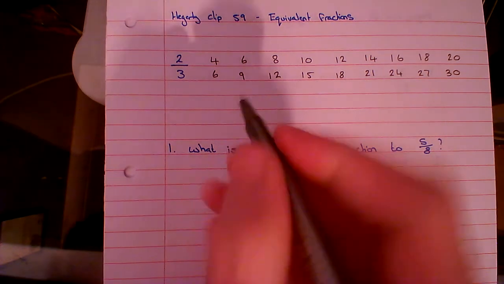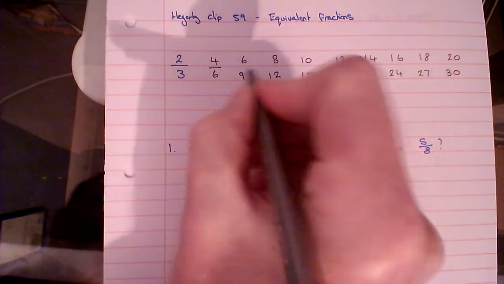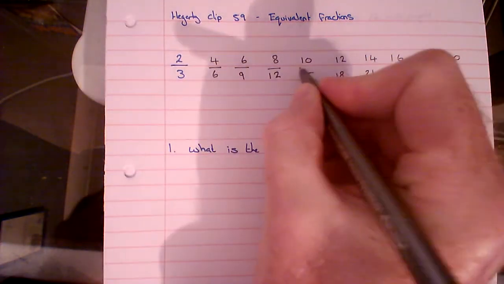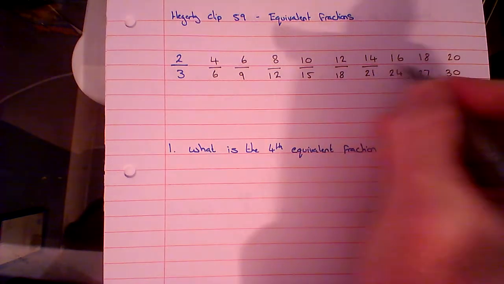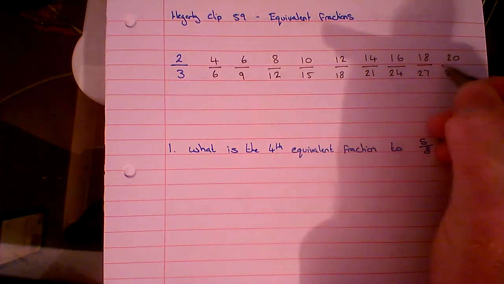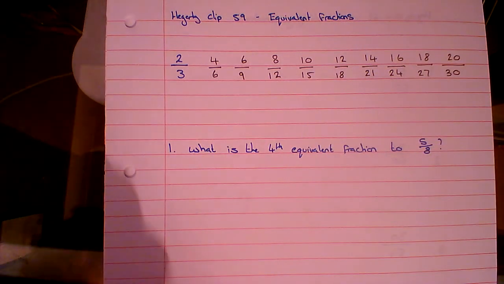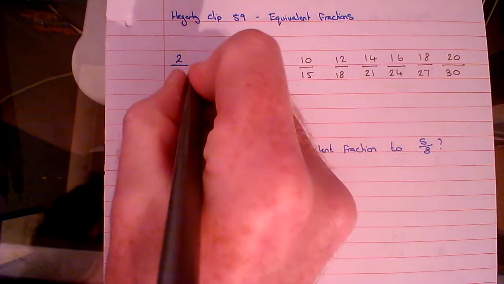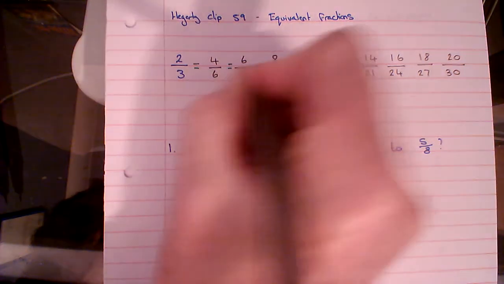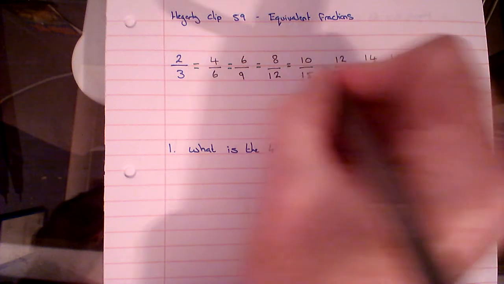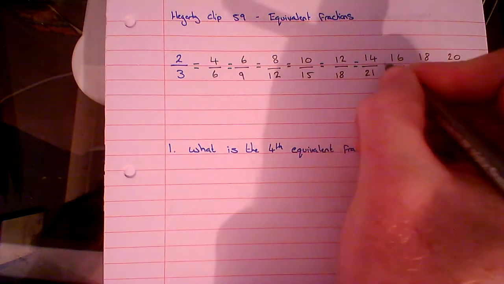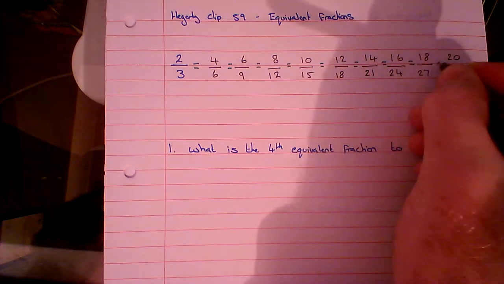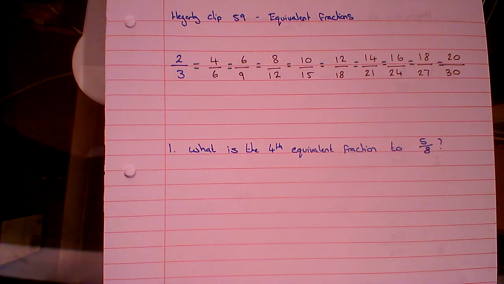Now I'm going to put a line in between them, because this is making sure that these are now fractions. And actually, all of these fractions are equal to the original fraction, which was 2/3. They can all be cancelled down to that original fraction.